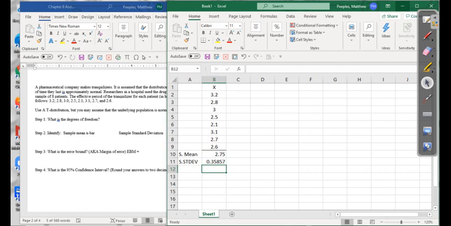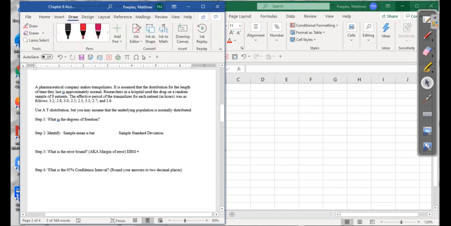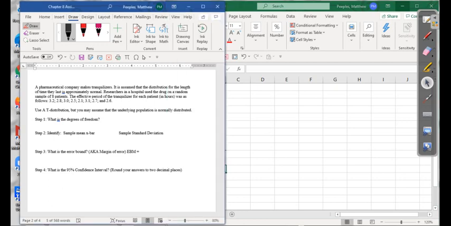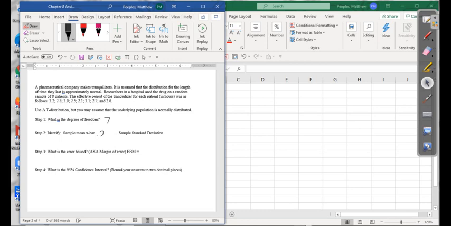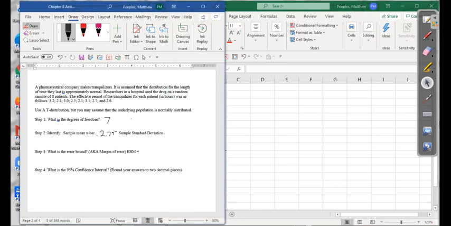So if we're entering this in our homework, we would enter the following values here. 2.75 for X bar, right? We've got our degrees of freedom of 7 right here. So we use our sample mean of 2.75, and we're going to round our sample standard deviation right here to 2 digits, 0.36. All right, what is the error bound mean?